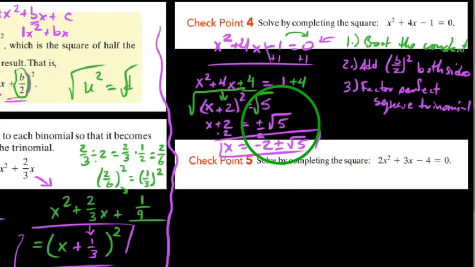It'd be very easy to check. I don't want to say easy, but you could check it by plugging it back into the original expression and seeing that you get 0. And also you could go graph this and say, well, look, the x-intercepts are at negative 2 plus the square root of 5 and negative 2 minus the square root of 5.